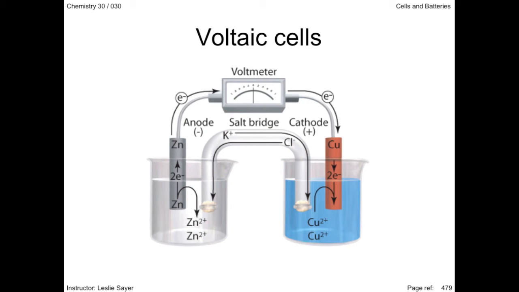Your book illustrates the Daniell cell, showing a strip of copper placed in a solution of copper ions, and a strip of zinc in a solution of zinc ions. The two strips are connected by a piece of conducting wire. A voltmeter attached to the wire displays a voltage.